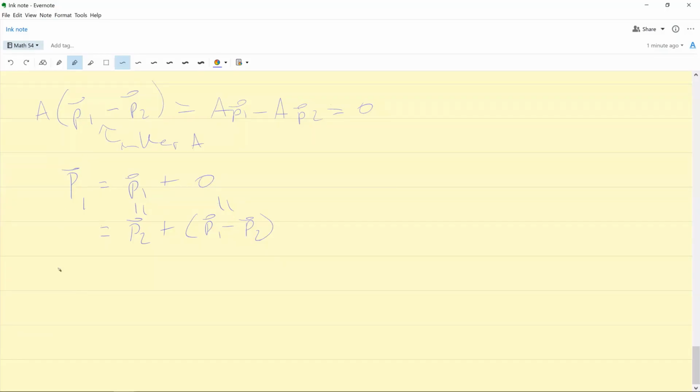So we've shown that there's at least one solution, and then we've also shown that this solution has to be unique, which completes the proof.